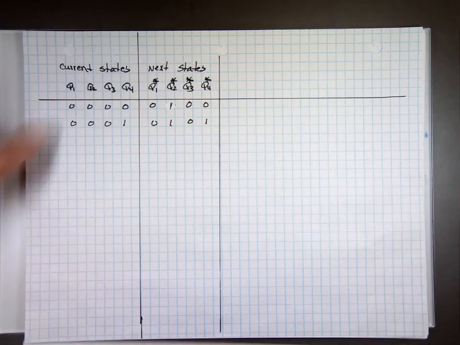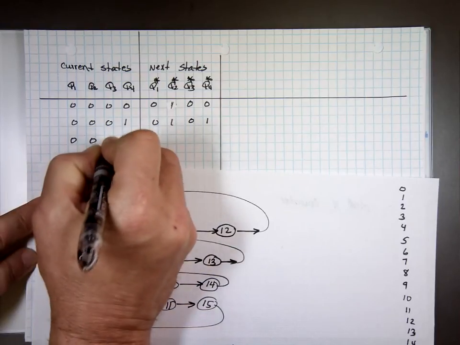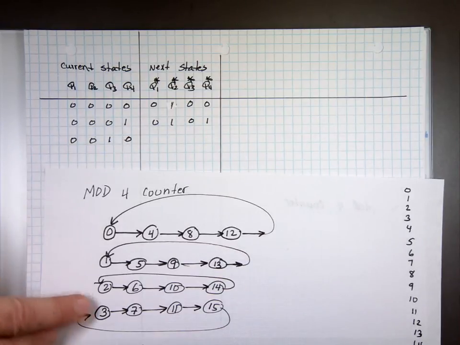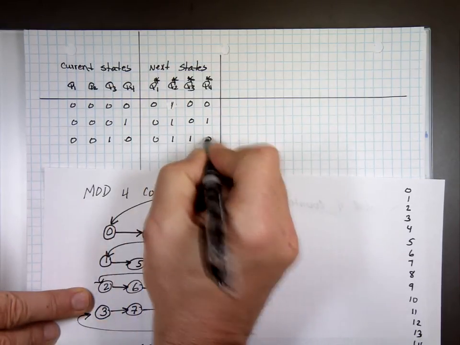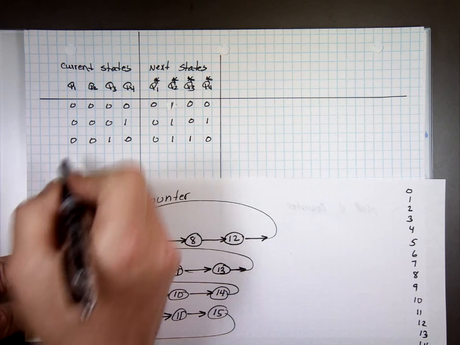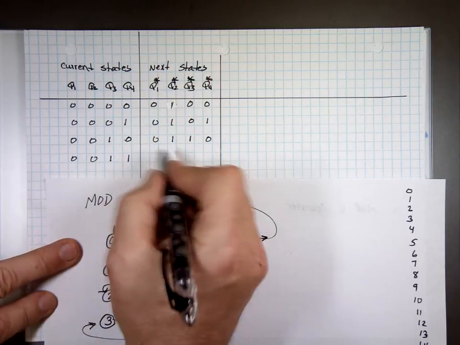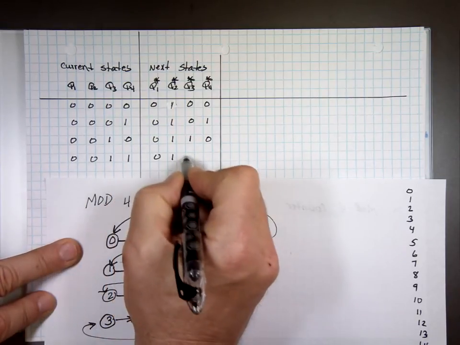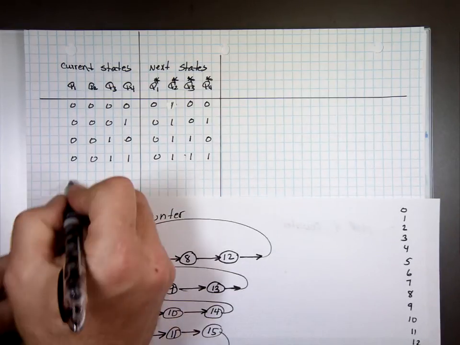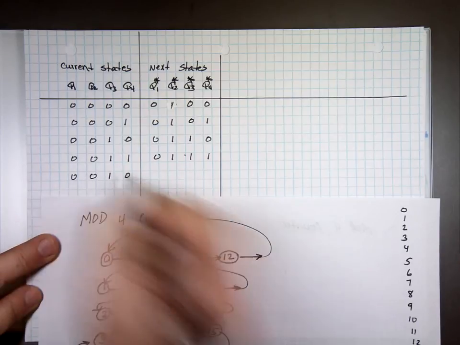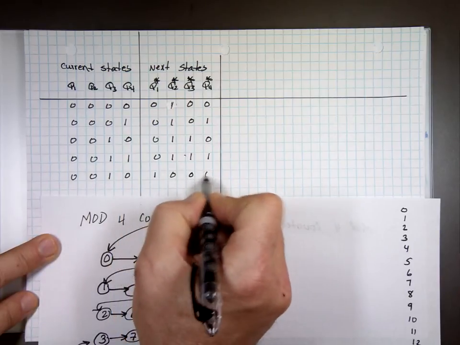Do I have enough space to skip one for each one? Maybe. If you are in state 0, 0, 1, 0, that's state 2. The clock comes in, you go to 6: 0, 1, 1, 0. If I'm in state 3, 0, 0, 1, 1, the clock comes in, it goes to 7: 0, 1, 1, 1. If I'm in state 4, 0, 0, 1, 0, the clock comes in, we go to 8: 1, 0, 0, 0.